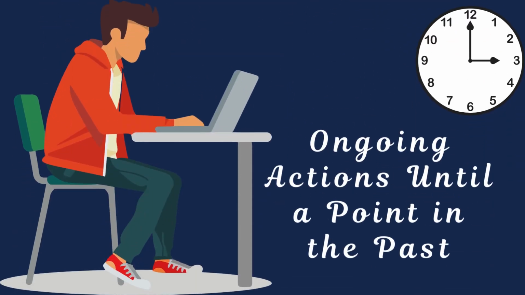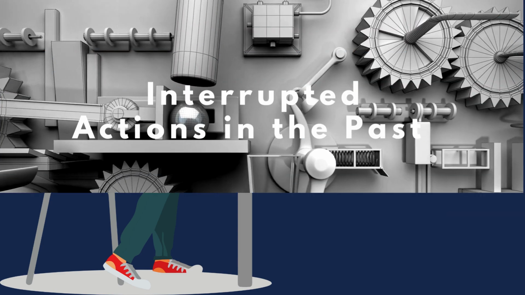The past perfect continuous is perfect for talking about actions that were happening continuously over a period of time, and then another action happened in the past. For example, she had been working for 5 hours when the meeting started. The action of working was continuous before the meeting began.